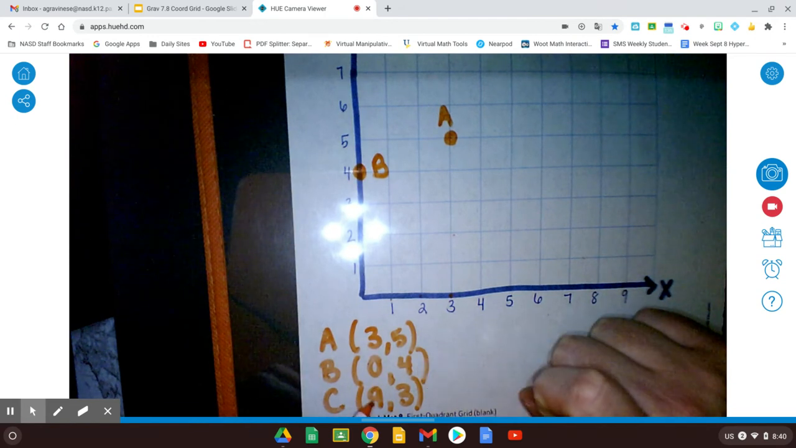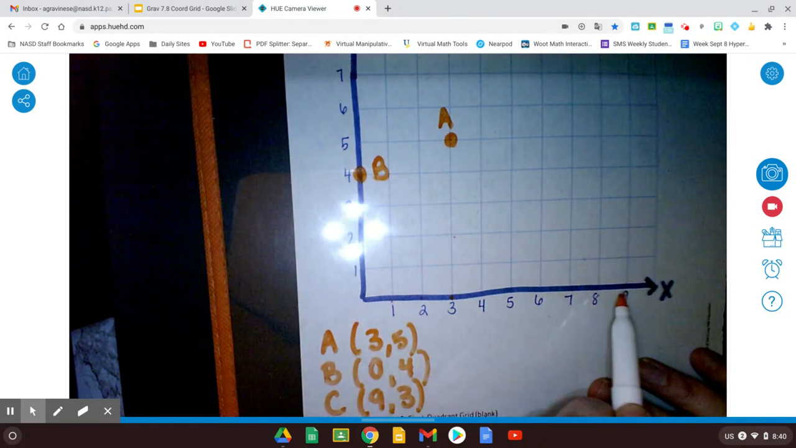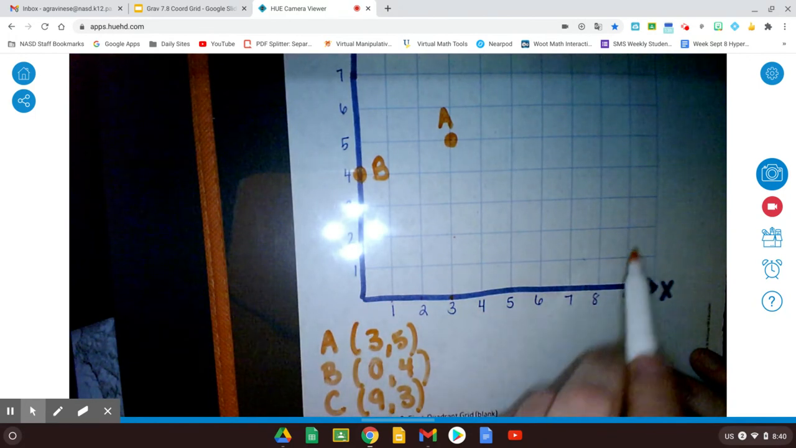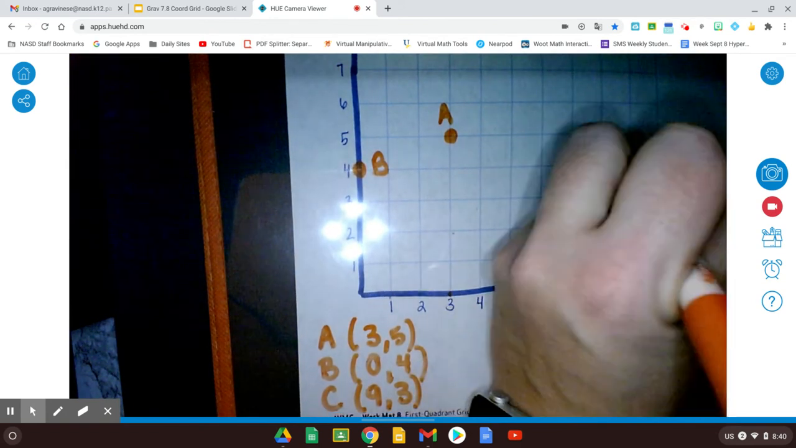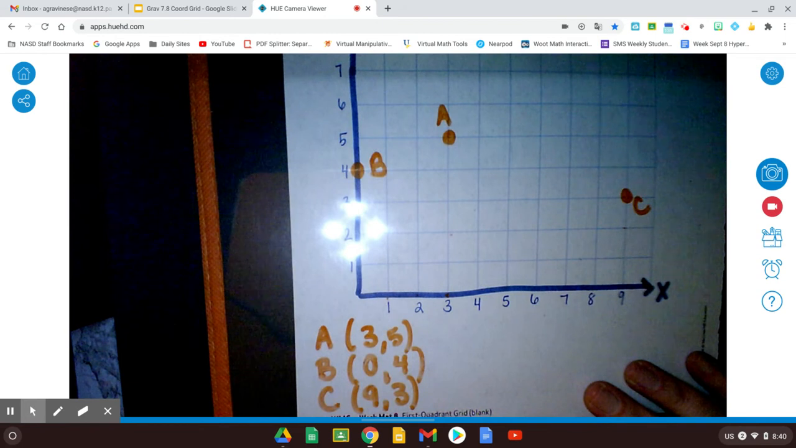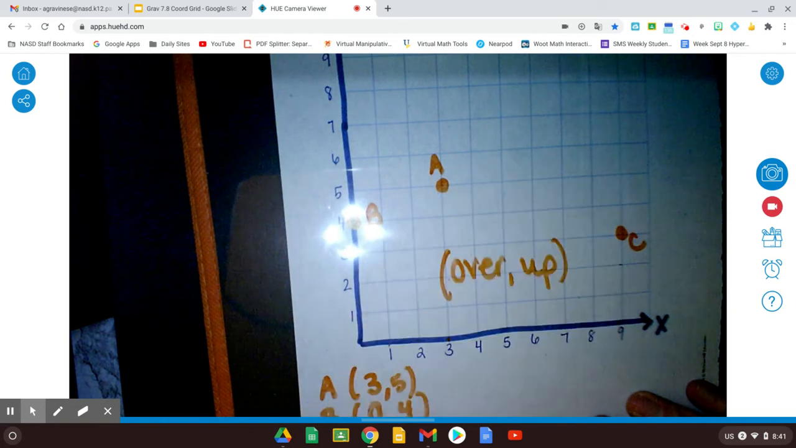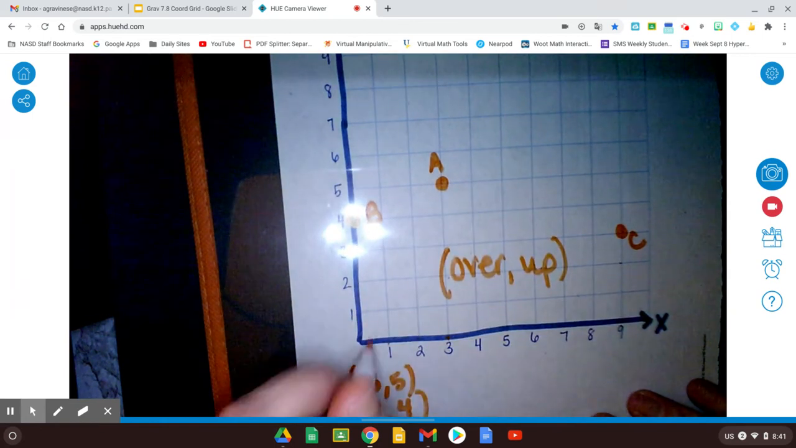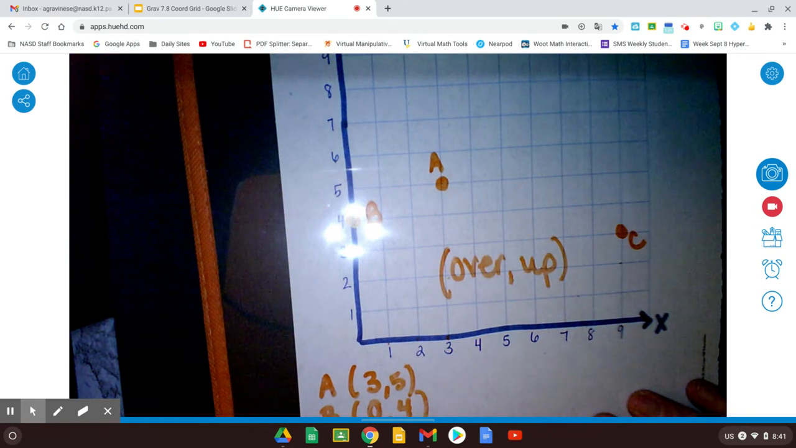Lastly, point C is at 9, 3. Starting at the origin, go over 9, and then up 3. 1, 2, 3. And that is point C. Over 9, up 3. Remember, we will always go over, then up. You have to crawl on the floor before you can stand up and walk. The most common mistake, of course, is to reverse those, and that would be incorrect.